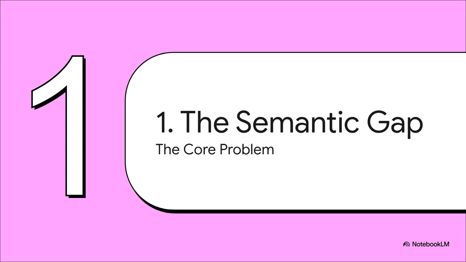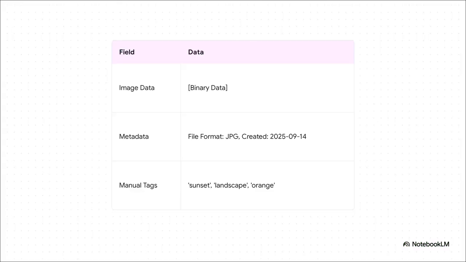All right, so before we can get to the really cool solution, we have to talk about the problem. For decades, computers have stored information in these neat, tidy little boxes. But the thing is, those boxes have always been incredibly limited. So in a traditional database, our sunset photo would look something like this. You've got the raw image data, the actual file, some basic info like the date it was created, and maybe a few tags that a human had to type in manually, like sunset or orange.